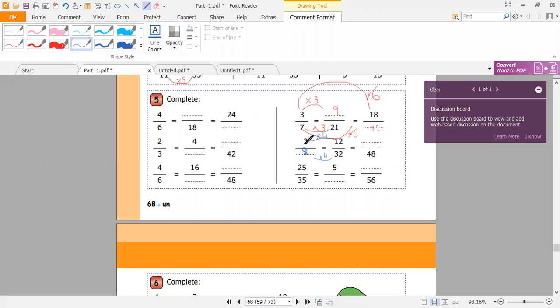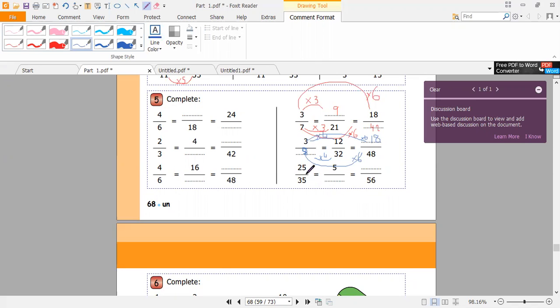Now 3 and 8 here, 3 eighths. Now 8 becomes 48. So 8 times 6. So I'm gonna multiply 3 by 6. 3 times 6 is 18.